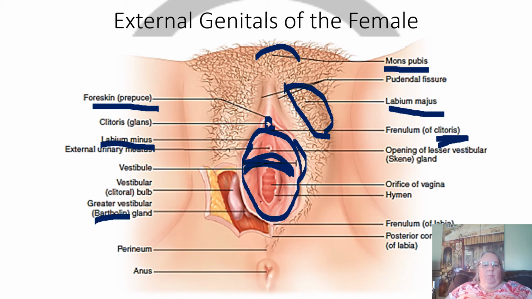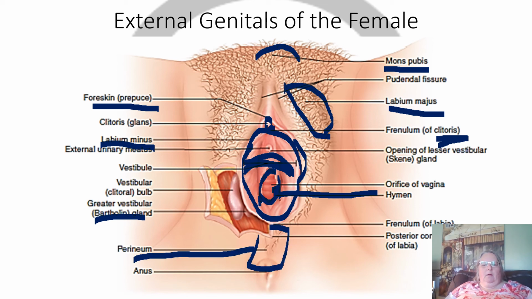This is where your Bartholin gland is, and see how it comes out right about here. This is the orifice of the vagina, and this is a hymen that can partially cover this opening. This is your perineum. This is what I said you might see surgically opened to let the baby out.